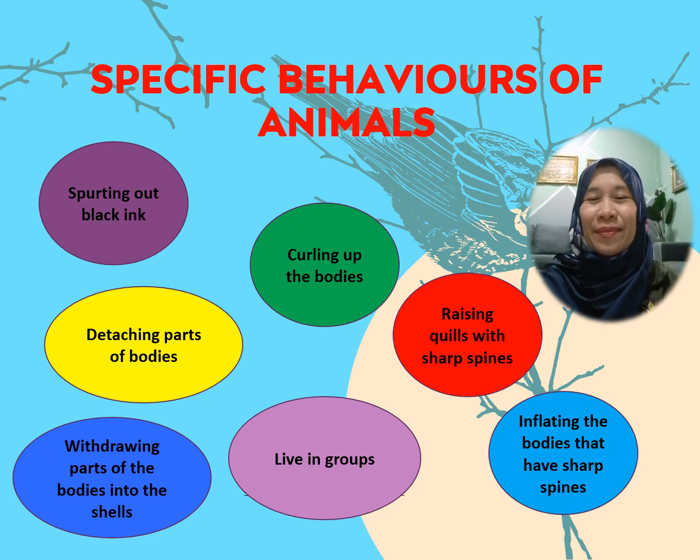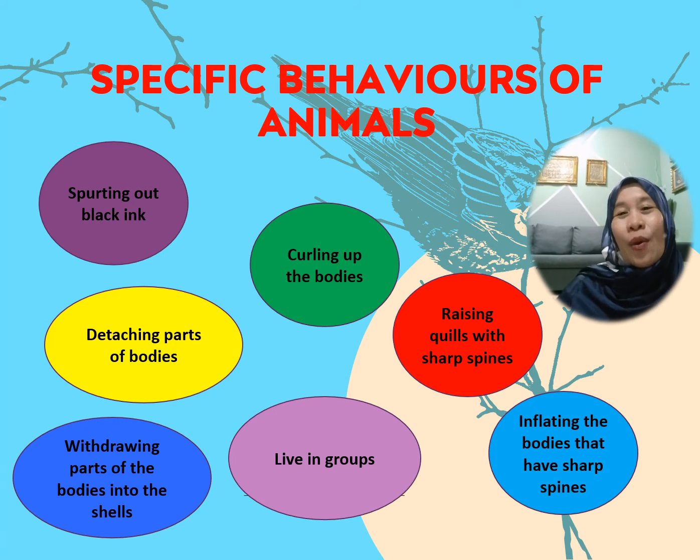Some animals have specific behaviors to protect themselves from enemies. Let us identify what special behaviors they have. For example, they spit out blood from their body, and they can curl up their body. Some animals raise their quills with sharp spines. Certain animals inflate their bodies, which have sharp spines.